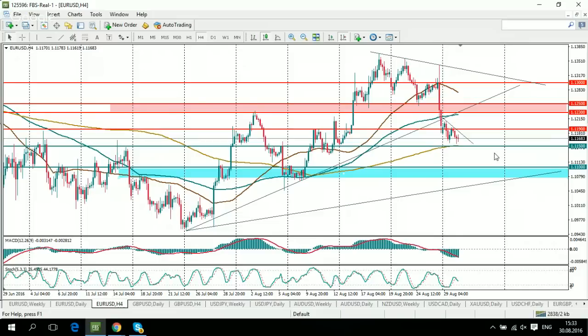If, as I expect, we don't get any clear signal from non-farm payrolls that there will be a rate hike in September in the United States, then the euro might find support in the mentioned levels around 1.11, maybe a bit lower in the 1.10 area.